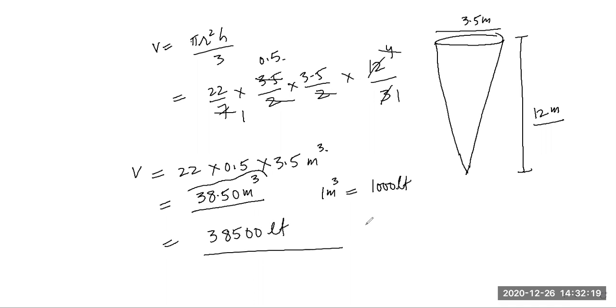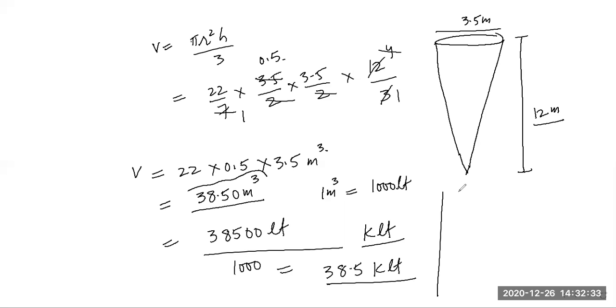Suppose we want to convert into kiloliter. Then we will divide by 1000. So this will be equal to 38.5 kiloliter. Am I right? Yes, students? Okay, that's great.